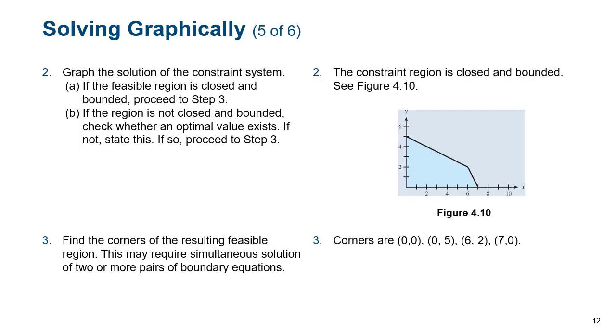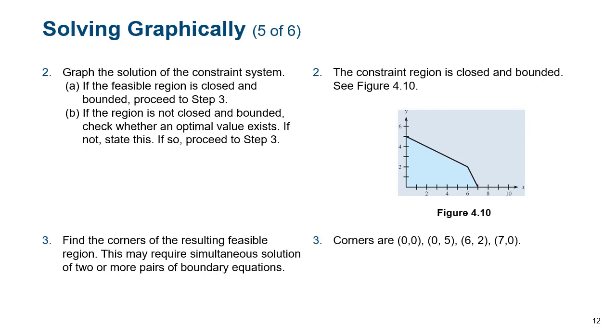Then the next thing you do is you graph everything. You graph the solution of the constraint system by basically graphing all of the lines and all the constraints, right? Not the one you're trying to maximize or minimize. So you graph all the constraints and then find the feasible region. And if it's closed, we proceed to step 3. If it's not closed and bounded, we check whether an optimal value exists. If not, we state this, and if so, proceed to step 3.